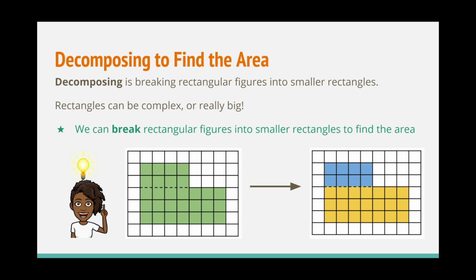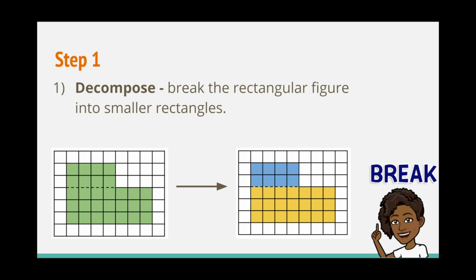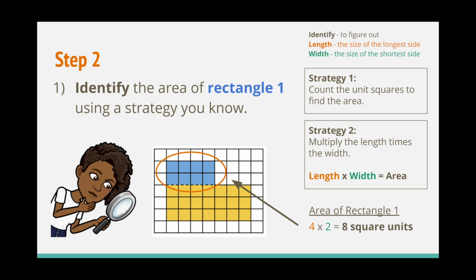Decomposing is breaking rectangular figures into smaller rectangles. Sometimes rectangles or shapes can be complex or really big, so we can break them into smaller rectangles to help us find the area a little bit easier. Step 1, decompose: break the rectangular figure into smaller rectangles. Step 2, identify the area of rectangle 1 using a strategy you know.